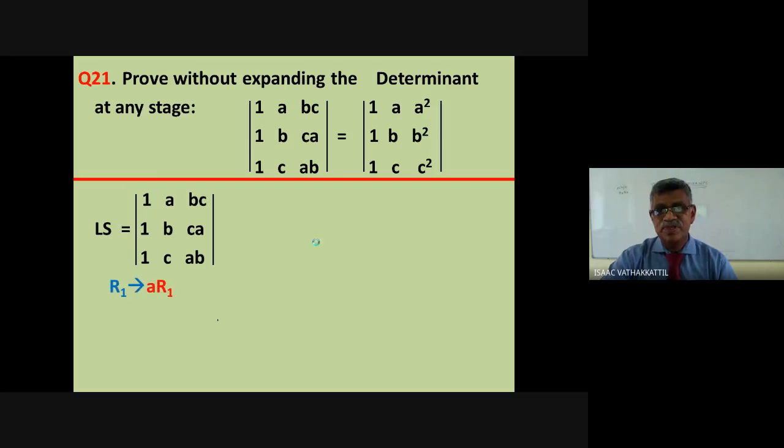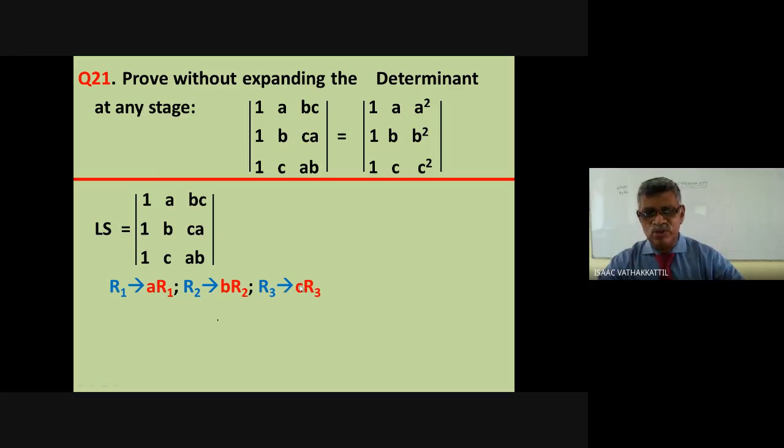What I do is that I multiply the first row with A. R1 changes to A R1. If you multiply, the whole determinant is multiplied. So I have to multiply 1 by A outside. Remember, when I multiply the first row with A, the whole determinant is multiplied. But to compensate that, outside I have to multiply 1 by A. Similarly, if I do R2 changes to B R2, I have to multiply outside 1 by B. Similarly, R3 changes to C R3, I have to multiply outside 1 by C.